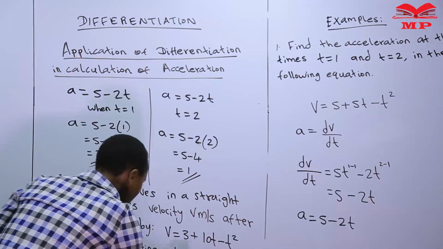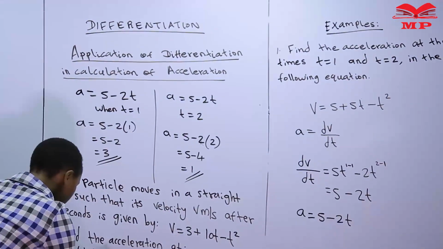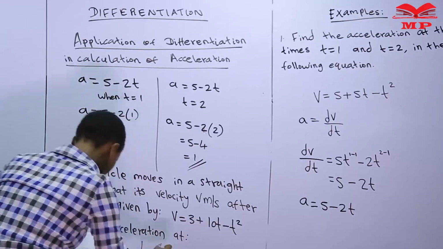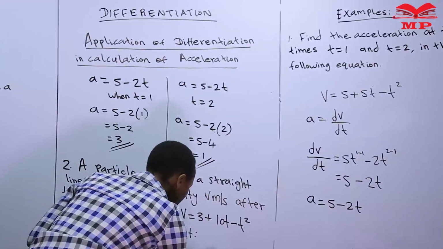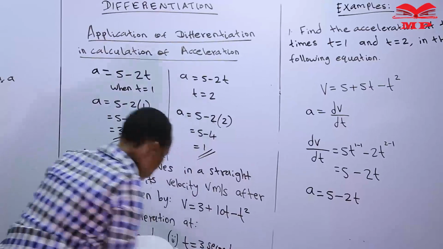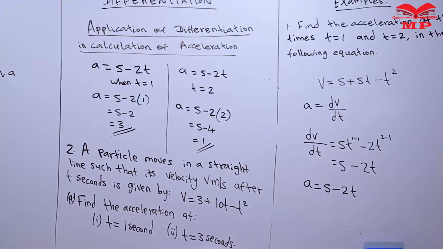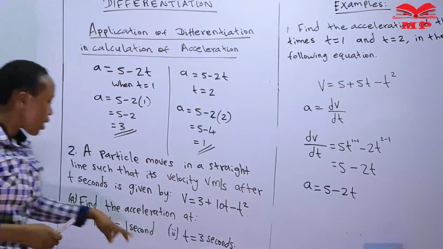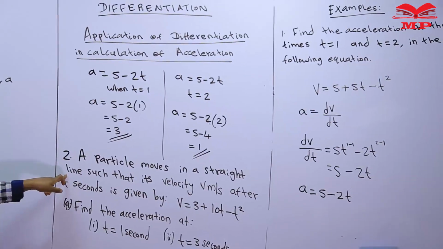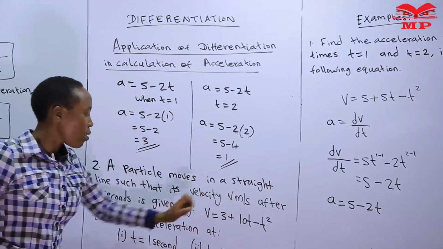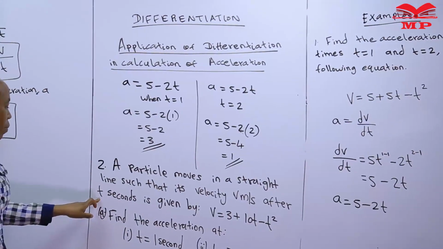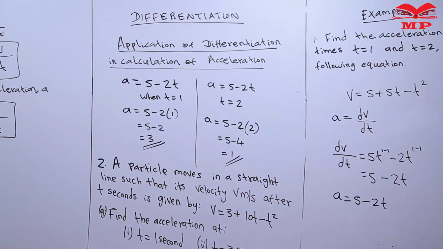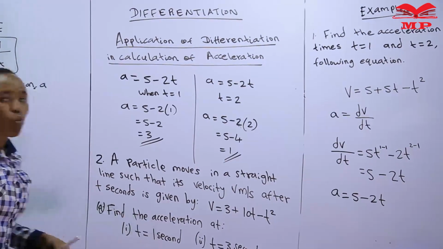At number 1, we have at t equal to 1 second, and number 2 at t equal to 3 seconds. So we need to calculate the acceleration when time is 1 second and when time is 3 seconds. So a particle moves in a straight line such that its velocity is v meters per second after time t seconds, and is given by that equation. So we want to find the acceleration at t equal to 1 second.